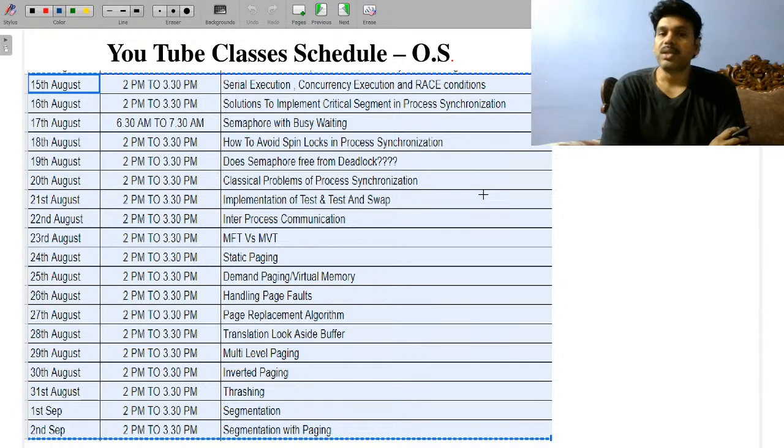As far as today's concern, we are learning about serial execution, concurrent execution, and race conditions.